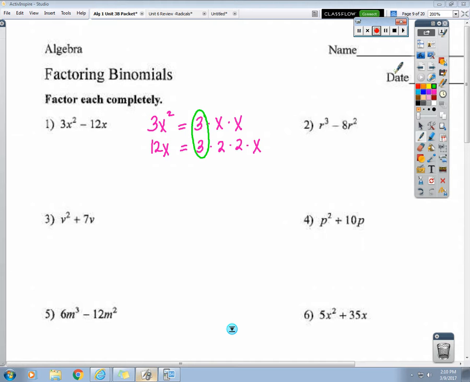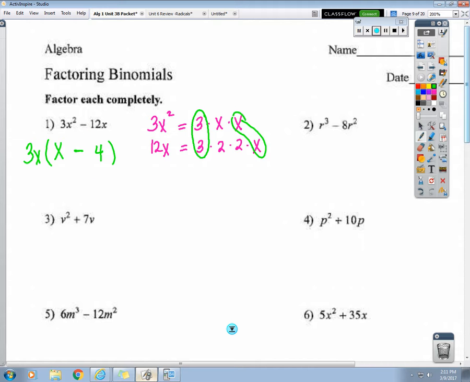So, they have a 3 in common. They also have 1x in common. What they have in common is known as their greatest common factor, their GCF, and that's what you factor out of the binomial. On the inside, you leave what was not in common, like an x was not circled, and on the bottom a 2 times a 2 was not circled. And then the sign just always comes down, and that's your answer.